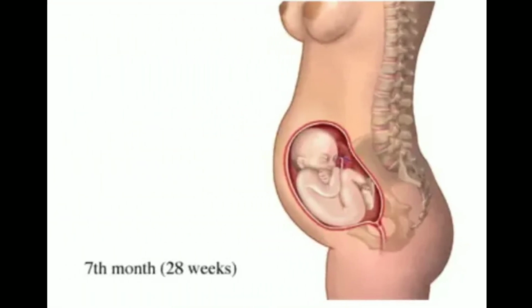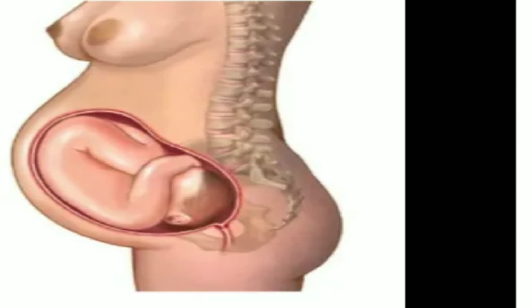The third picture, 28 weeks. The fetus is 16 inches long. The taste buds have developed. Fat layers are forming. Organs are maturing. Skin is still wrinkled and red. If born at this time, he or she will be considered a premature baby and require special care.